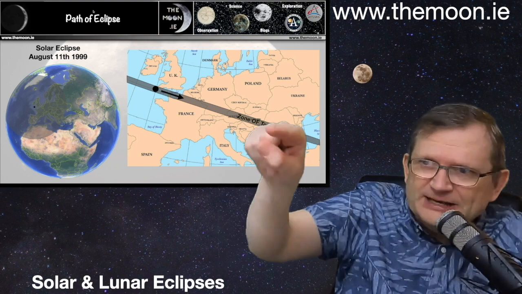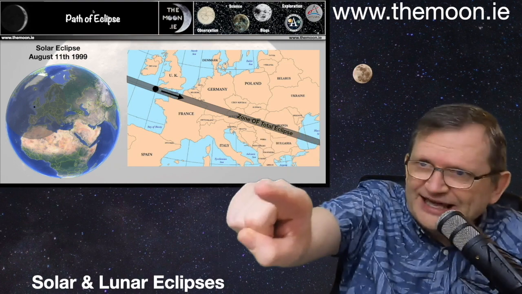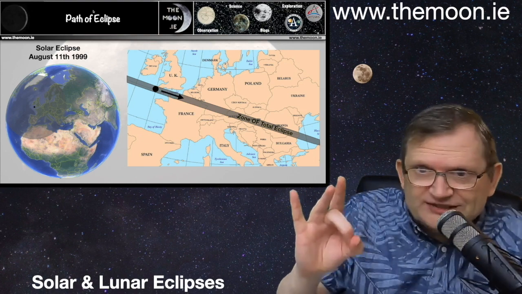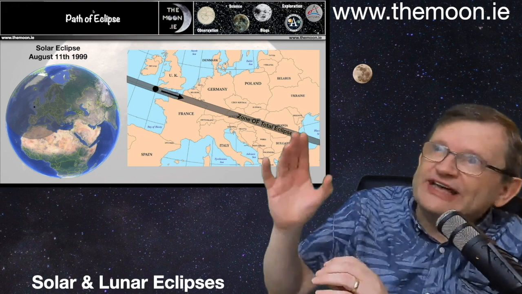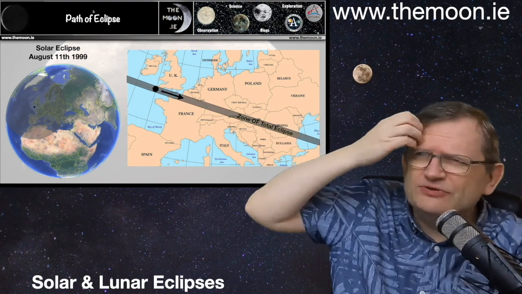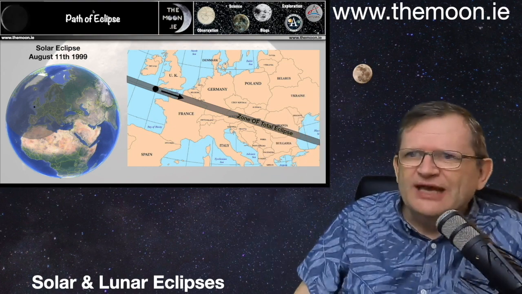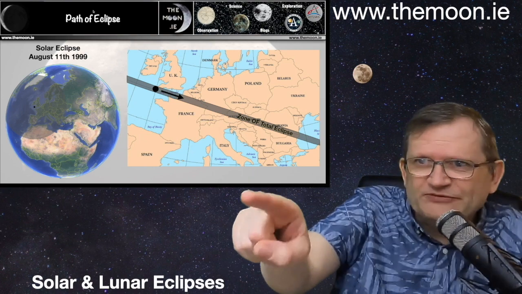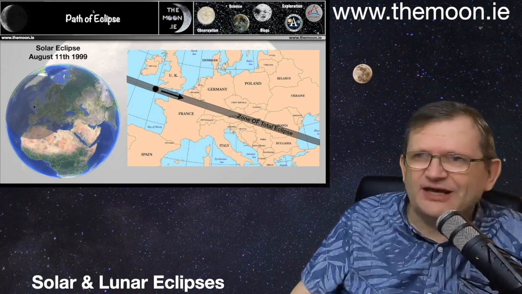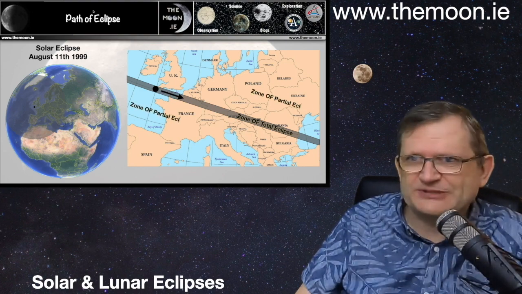So it means that anyone standing in that path, when that circle passes over them, what they see is the sun totally blocked out by the moon. And it's a beautiful, magnificent sight. And you can see there that the tip of the UK down near Cornwall was right in the path. And that's where I was lucky enough to see the solar eclipse.